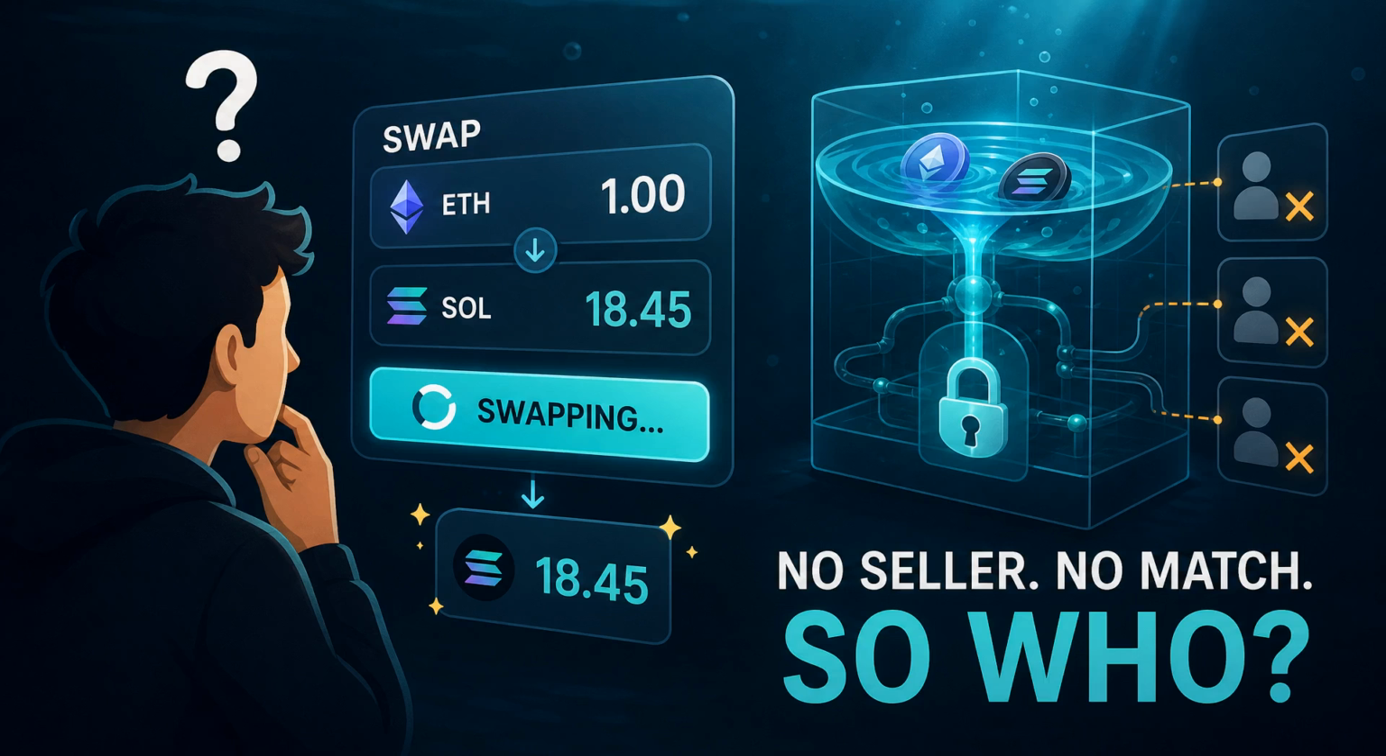You click swap, wait a few seconds, and somehow your token appears. No seller accepted your offer. No trader matched your order. So who did you actually trade with?